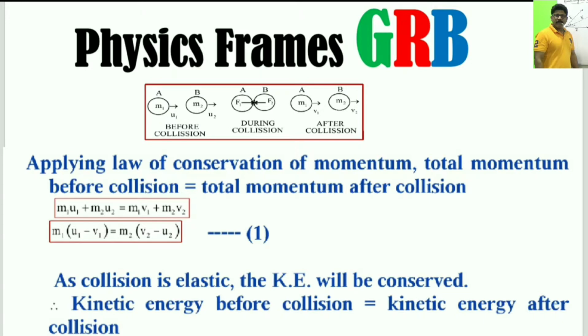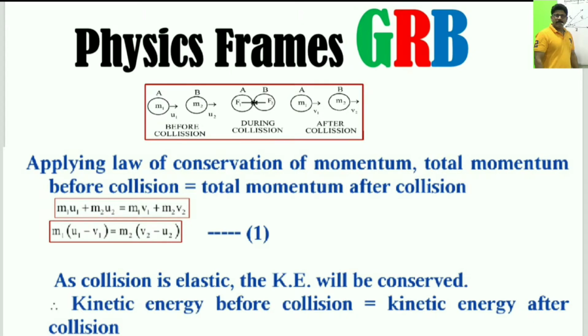Next, applying the law of conservation of linear momentum, total momentum before collision is equal to total momentum after collision. Momentum is the product of mass and velocity, so the total momentum of the two bodies before collision is m1 u1 plus m2 u2. This should be equal to the momentum after collision, that is m1 v1 plus m2 v2. Just rearranging the equation, m1 is taken common: m1 into u1 minus v1 is equal to m2 into v2 minus u2.